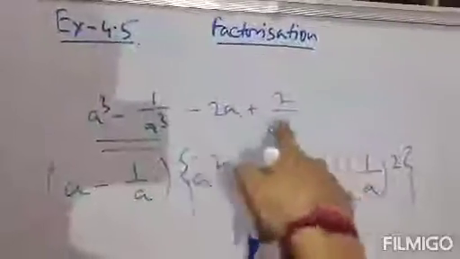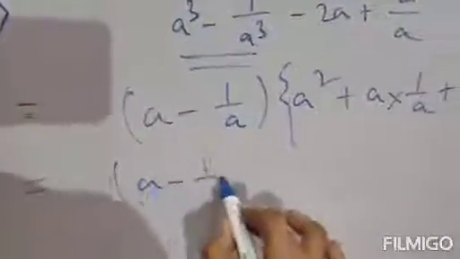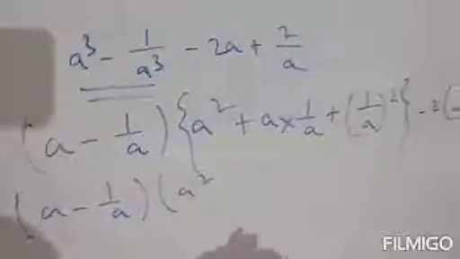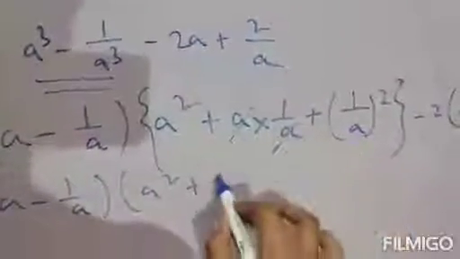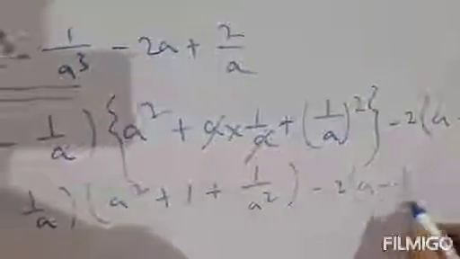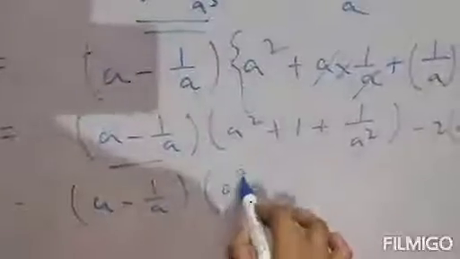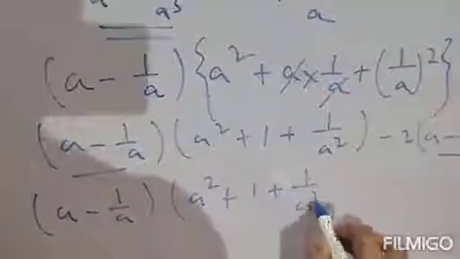Clear? Now take minus 2 as a common from these two parts. So minus 2 taken as common, this is a minus 1 by a. Clear? Now simplify, this is a minus 1 by a, this is a square plus a will cancel, plus 1 by a square, this is minus 2 into a minus 1 by a. Now between these two, take one a minus 1 by a common, take out 1 common, the remaining portion will be a square plus 1 by a square minus 2.